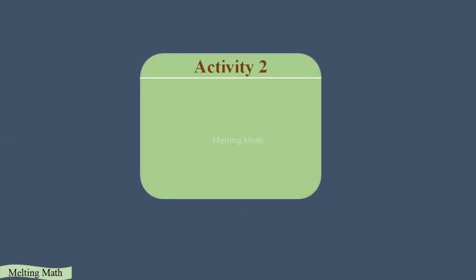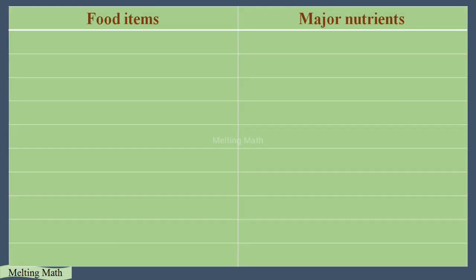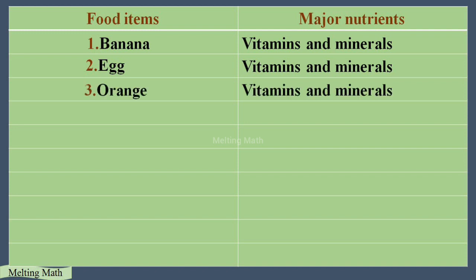It's activity 2. Collect as many food items as you can and classify them according to the major nutrient content in it. Okay, let's see about it. So food item and its major nutrients. Okay, first, brinjal. Its major nutrient is vitamins and minerals. Next, egg. Its major nutrients are also vitamins and minerals. Next, orange. Its major nutrient is vitamins and minerals.